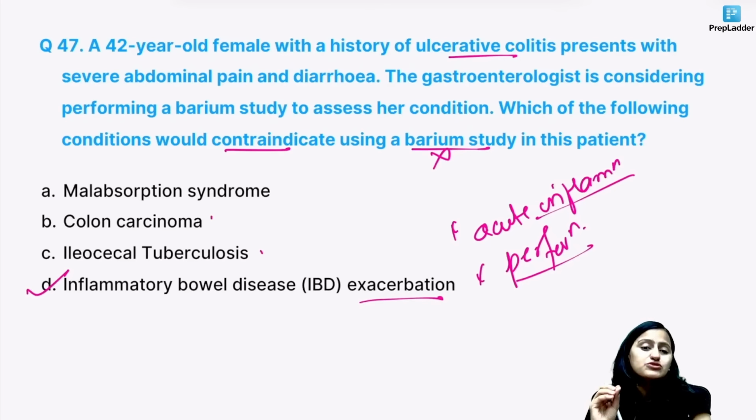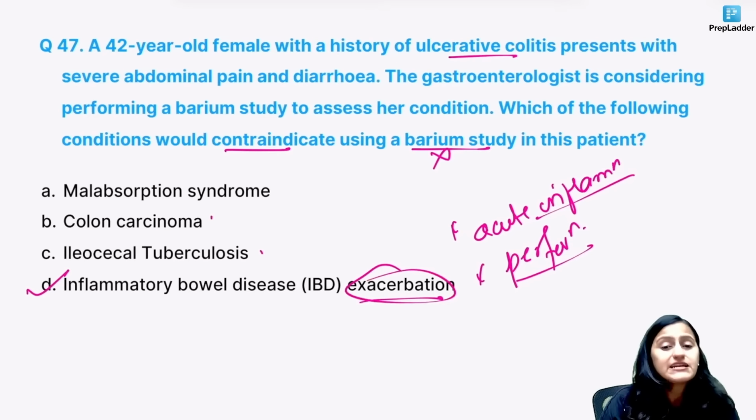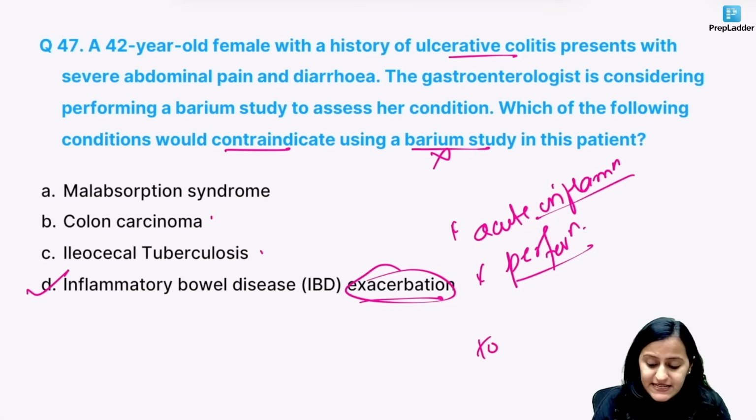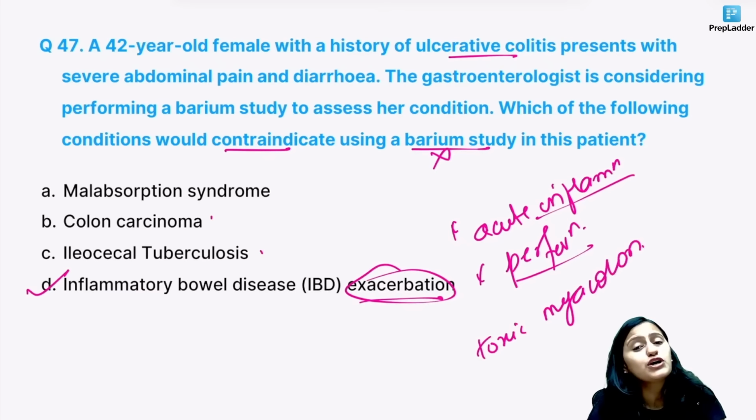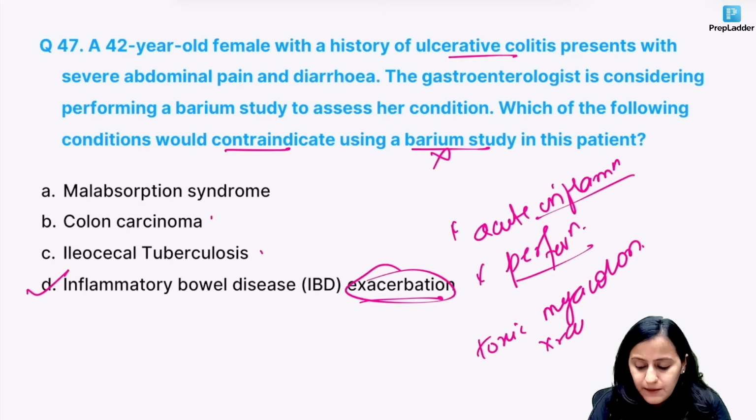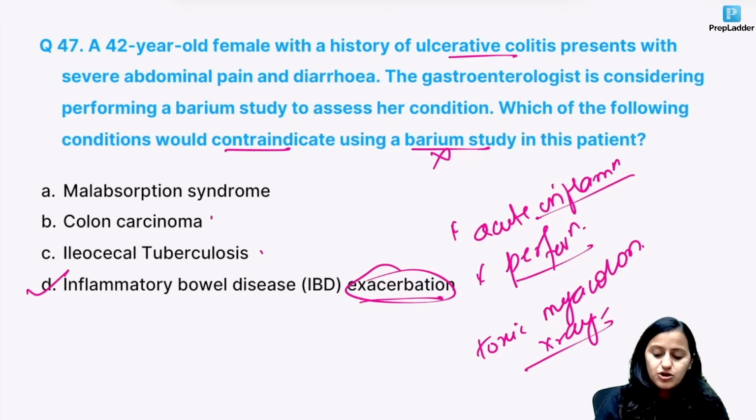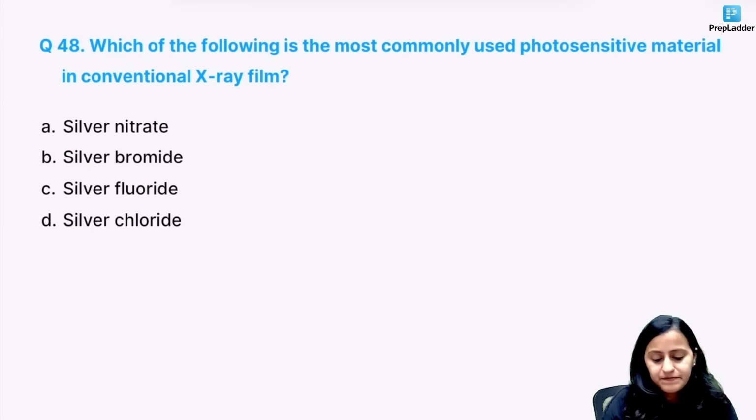Okay, another contraindication. So acute inflammatory conditions, barium is not to be used. Perforation, barium is not to be used. So at the time of exacerbation we will not do barium. That is why when there is toxic megacolon also, you do not use barium. You do a plain X-ray to diagnose toxic megacolon. Okay, so in acute inflammation we do not do barium.